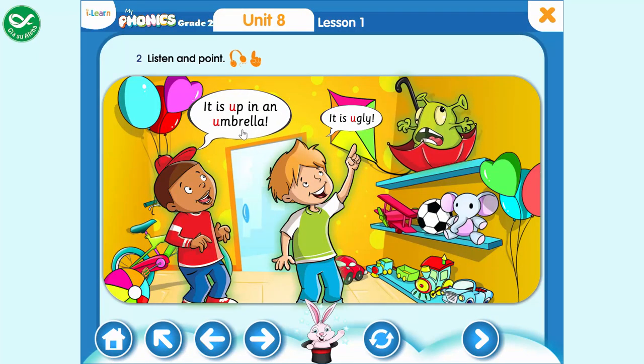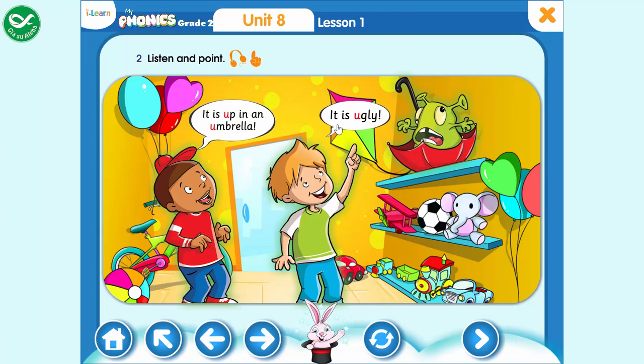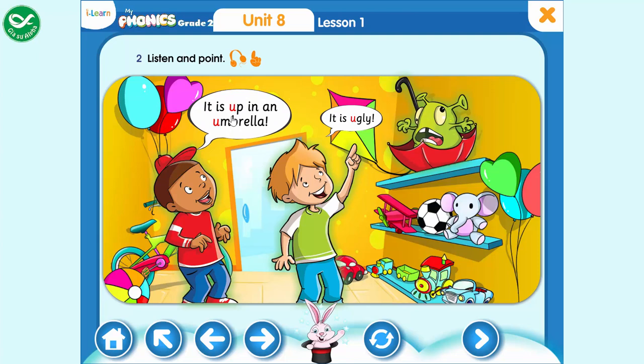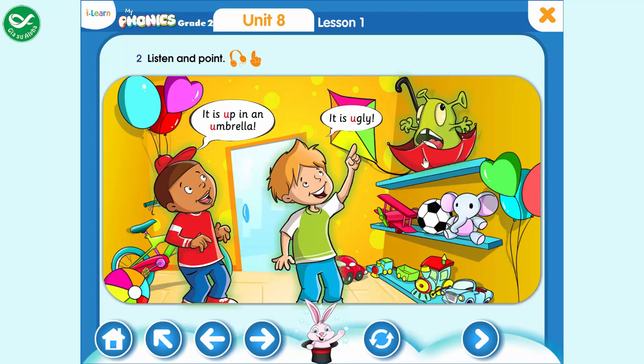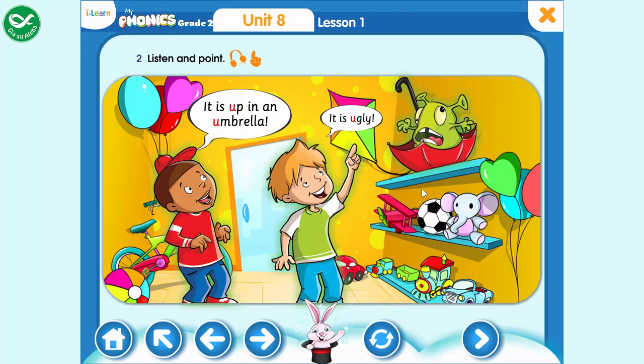It is up in an umbrella. It is ugly. It is up in an umbrella. It is ugly. It is up in an umbrella. It is ugly.